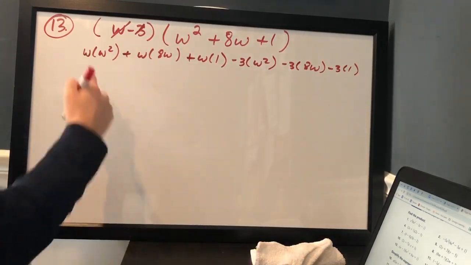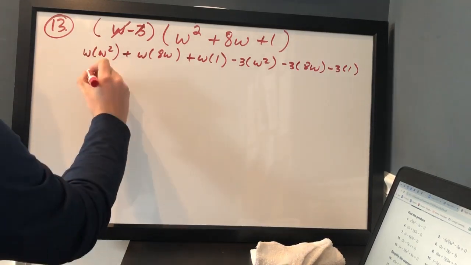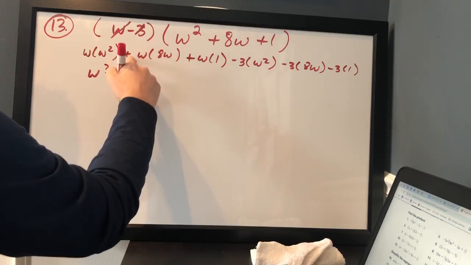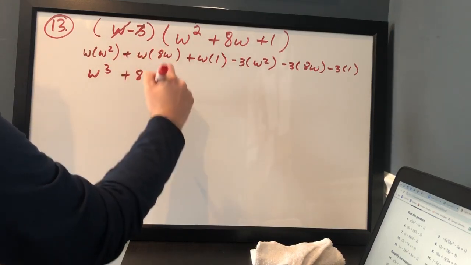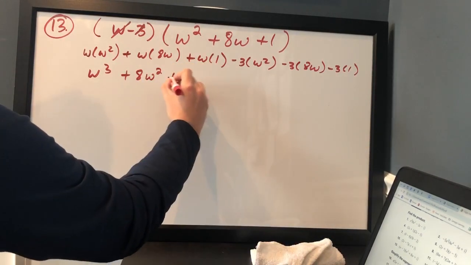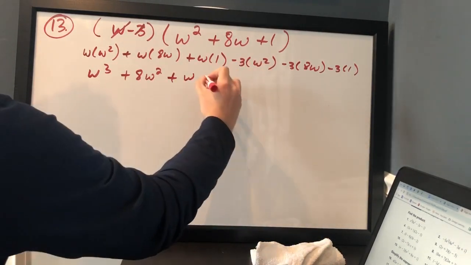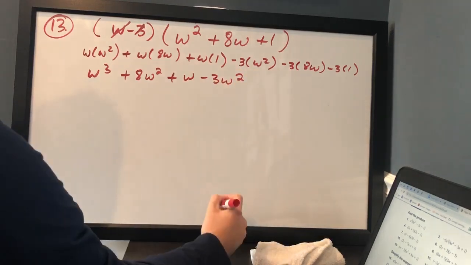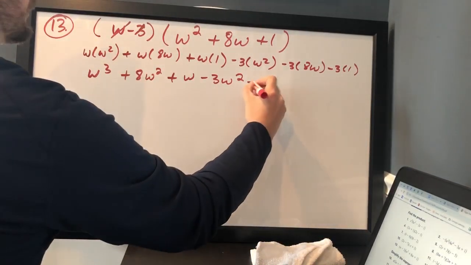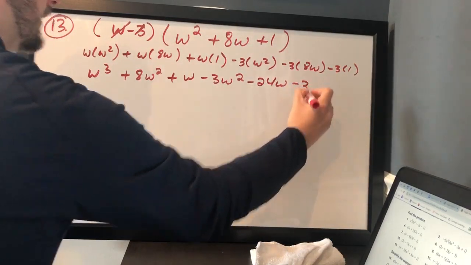So now we're just going to do the multiplication, and then we're going to simplify and combine like terms at the end. So W times W squared is W to the third, plus 8 times, remember there's a 1 here, which is 8, and then W to the first times W to the first is W to the second. 1 times W is just 1W or W. Negative 3 times W squared is negative 3W squared, or minus 3W squared. Negative 3 times positive 8W becomes minus 24W. And then negative 3 times positive 1 is minus 3.